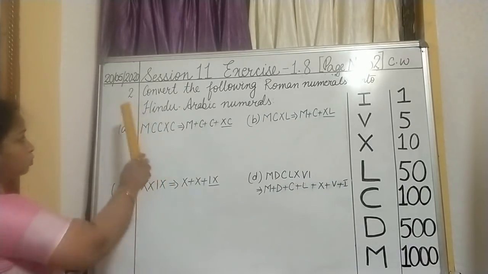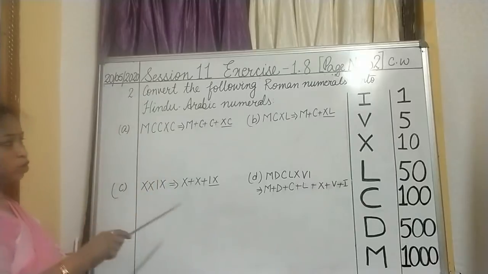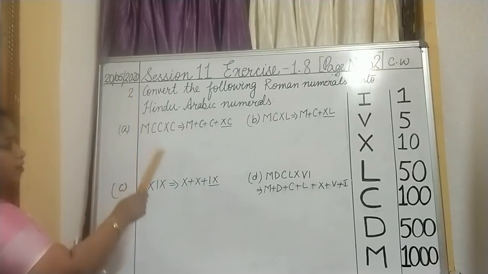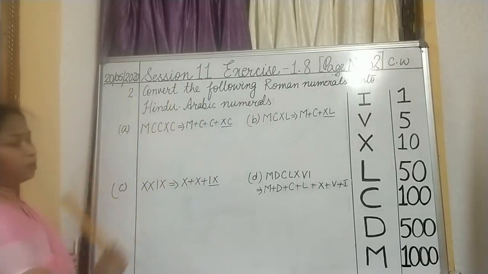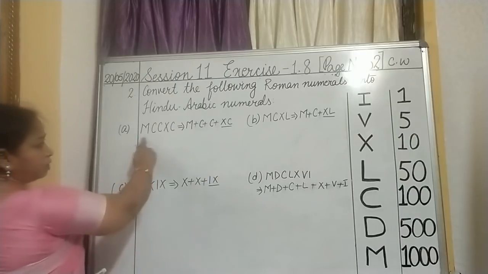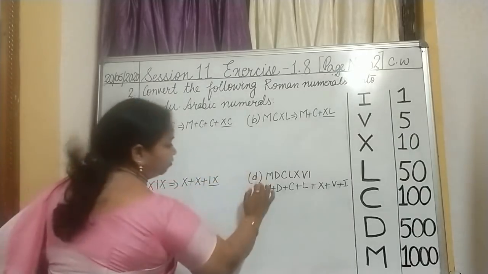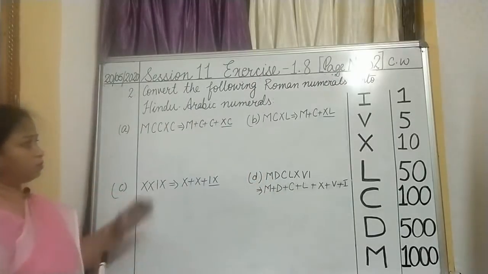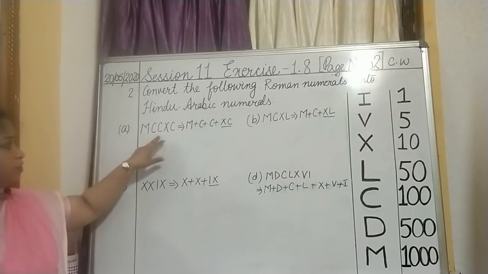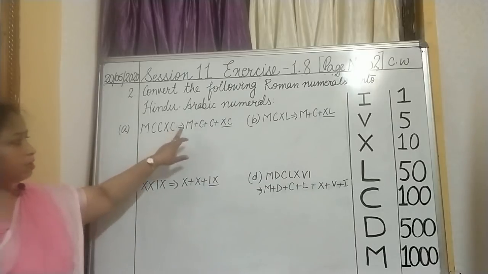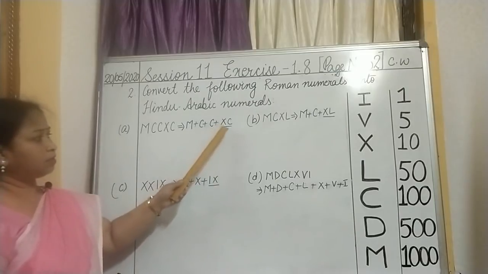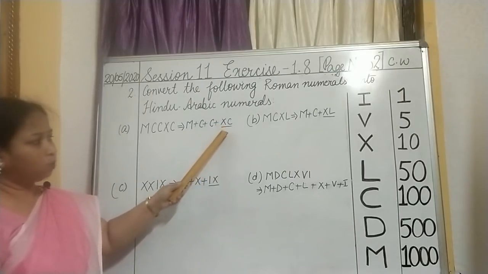Children, this is question number 2. As in question number 1, it was given in Hindu Arabic and we converted it into Roman numerals, in this question Roman numerals are given and you have to convert into Hindu Arabic numerals. So these are the questions actually. What I have done to make it simpler, I have just expanded it. So MCCXC I have written as M plus C plus C plus XC. I have taken it together. Why have I taken it together?